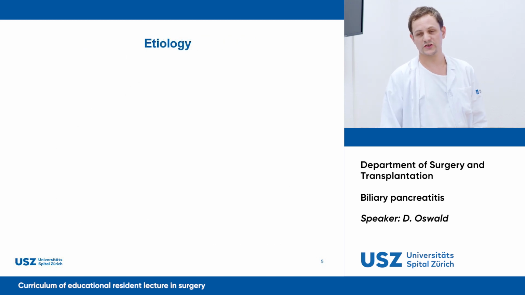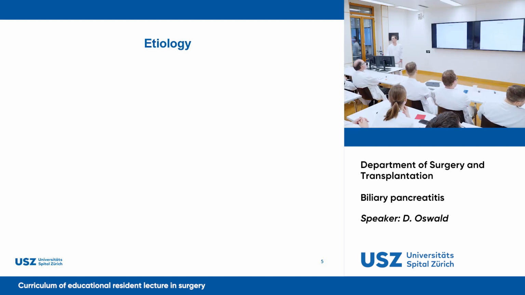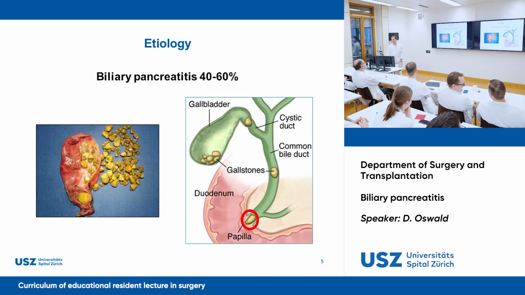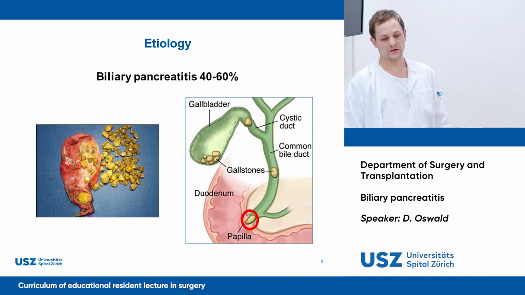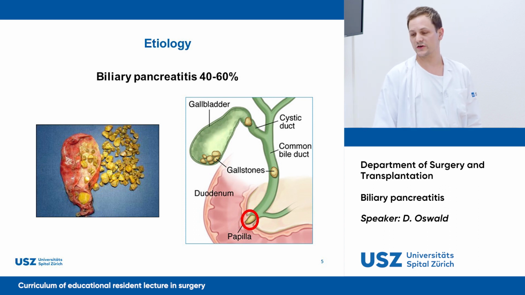Now, to the etiology, I would like to ask one of the residents, what is the most common cause of acute pancreatitis? Gallstones. Exactly. The most common cause is biliary. It's due to gallstones or sludge. And it's important to say that sludge can cause the exact same problems as a concrete gallstone. Gallstones in the bladder are a very common disease and often asymptomatic. But if they migrate, they can lead to a transient or permanent obstruction of the pancreatic duct and trigger pancreatitis.